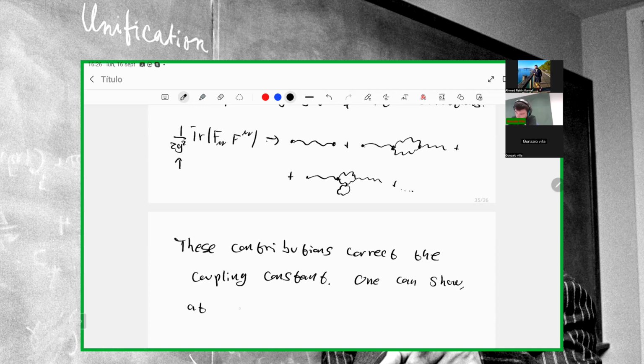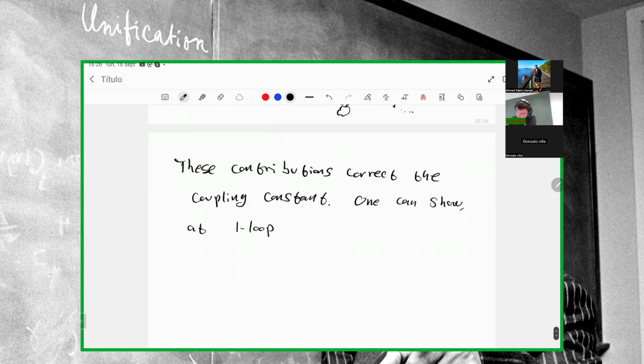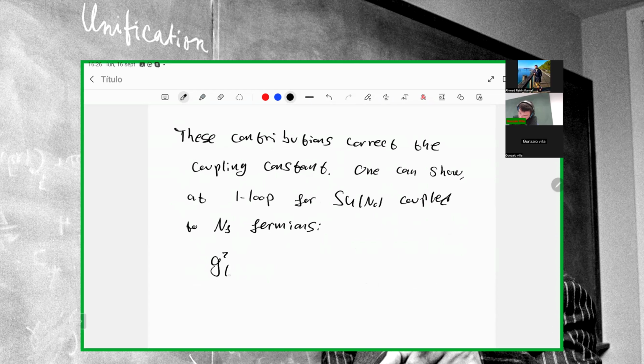Let me just give you the result. One can show that at one loop, for a gauge theory SU(N) with some number of colors coupled to NF fermions, the g squared at an energy equal to mu equals this quantity. So let me just write it down and I will tell you what this means in a second.